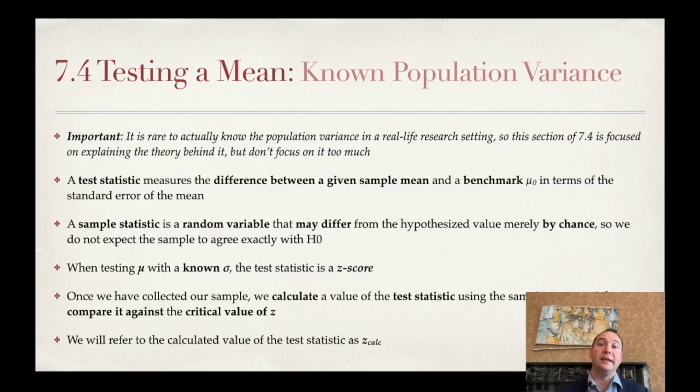Instead, we could know a sample variance. We could take a sample of 100, 1,000, even 100,000 people. That's still not enough to know the population.